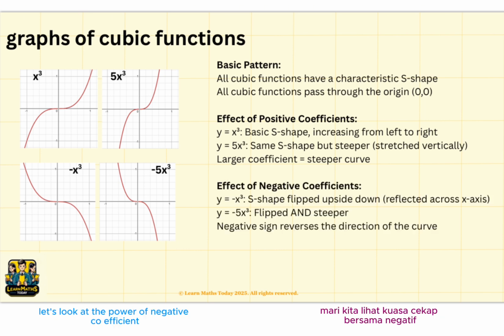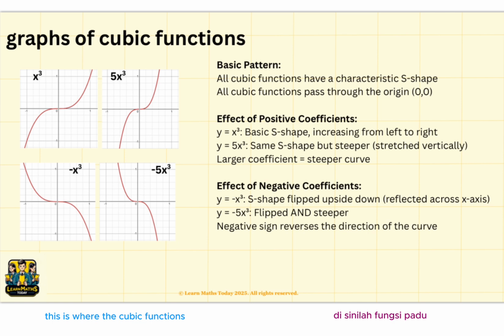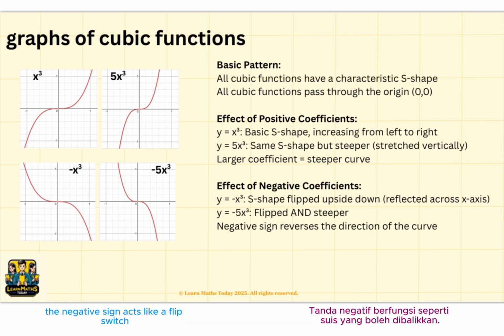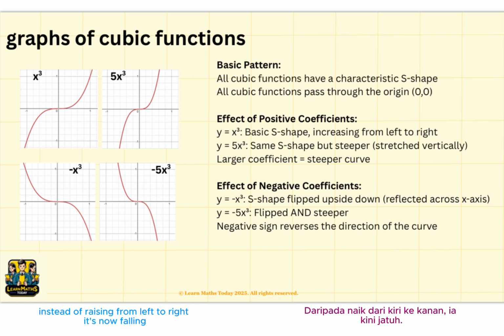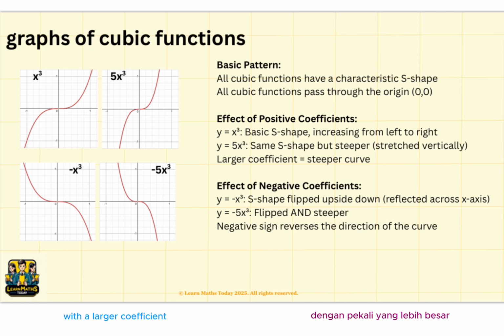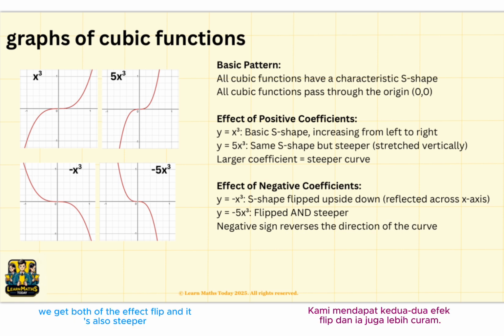And lastly, let's look at the power of a negative coefficient. This is where the cubic functions show their personality. The negative sign acts like a flip switch, turning your S curve upside down. Instead of rising from left to right, it's now falling. And if we combine the negative with a larger coefficient like negative 5x cubed, we get both effects: flipped, and also steeper.